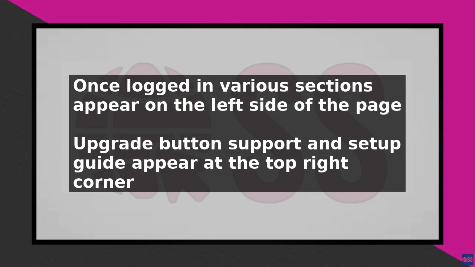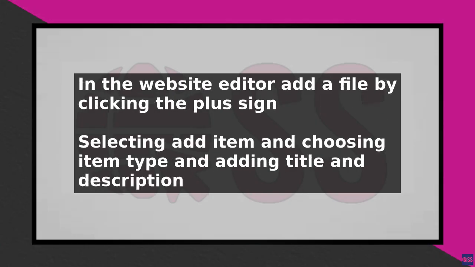To upload a file, go to the website editor by clicking on Edit Site from the drop-down menu or the Overview button. In the website editor, you can add a file by clicking the plus sign and selecting Add Item. From there, you can choose the item type, add a title and description, and upload images or other files.